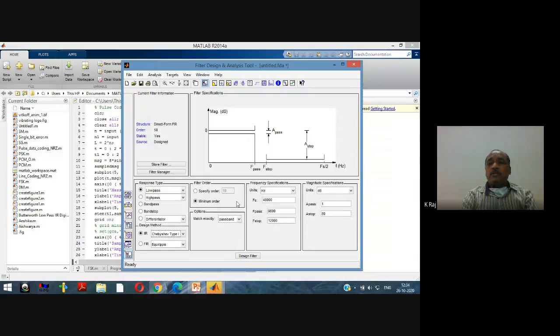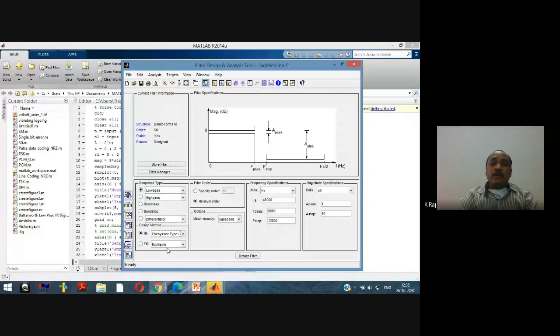The next section is the filter order. Here we have to describe the filter order. From the given specification we have calculated the filter order, and we have to calculate the order according to the formula of a particular type of approximation. If we have selected Chebyshev type 1, then using the formula of Chebyshev type 1, we have to determine the order of the filter, and whatever the order is, that will be put here.